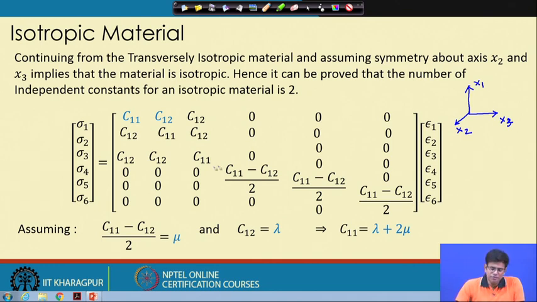Because if you just do this, it is a very simple exercise that all these quantities will reduce to 2. So finally, an isotropic material will have C11 and C12. Now, if I assume C11 minus C12 by 2 is mu, and C12 is lambda, then C11 is lambda plus 2 mu, and this lambda and mu are called the Lamé coefficients.